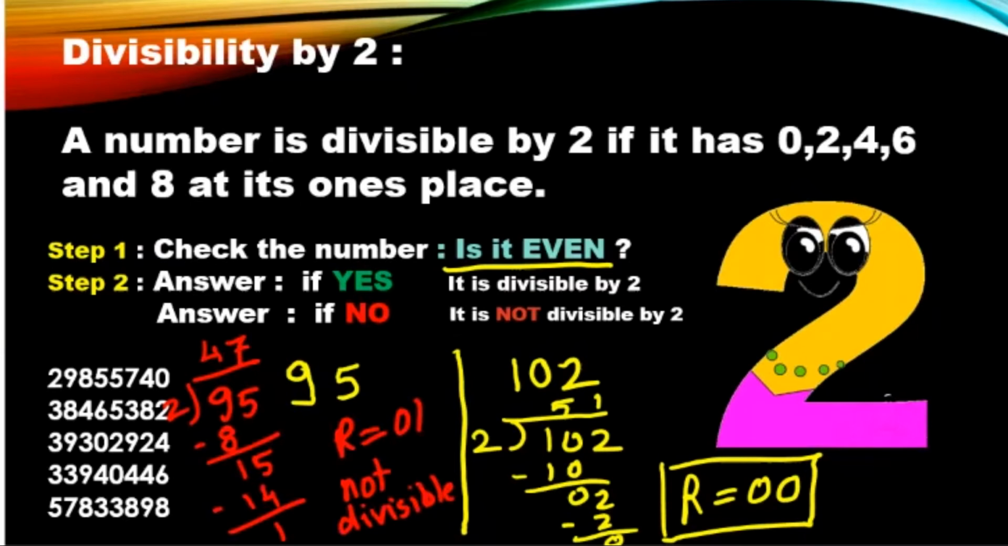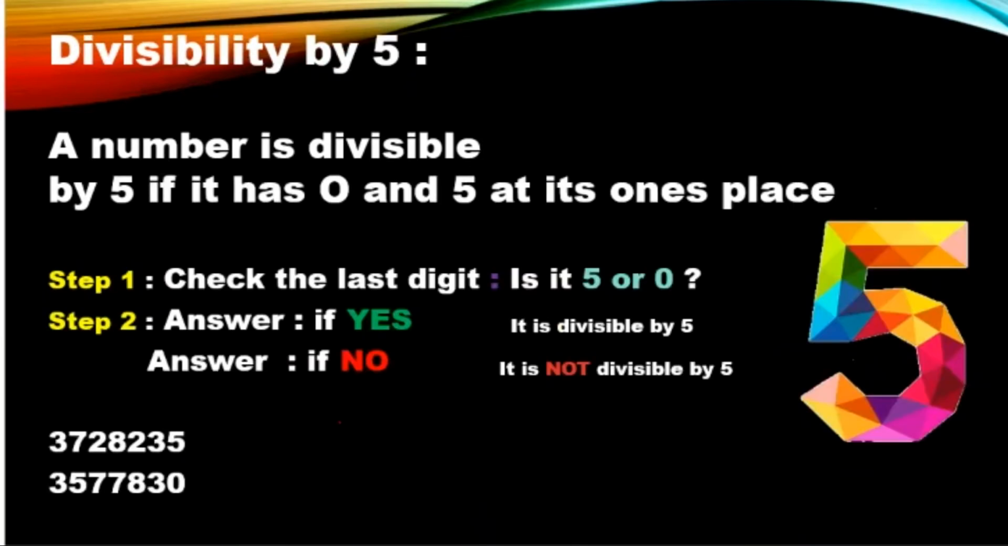Let us now see the next, divisibility test by 5. A number is divisible by 5 if it has 0 or 5 at its units place or ones place. We can see in the numbers 5 and 0 we are getting at the ones place. That's why both the numbers are divisible by 5.